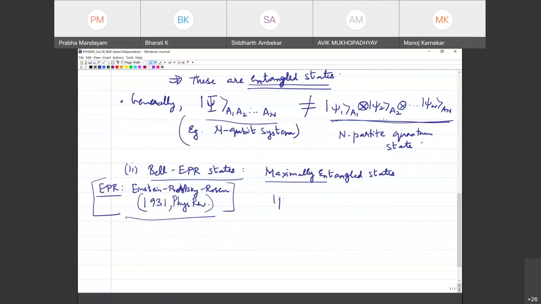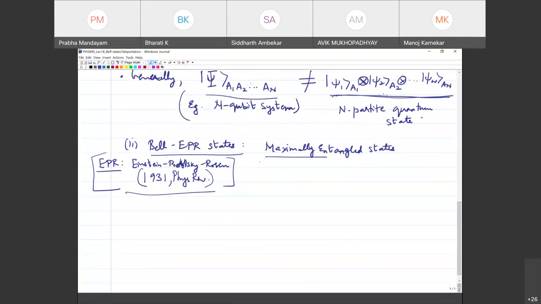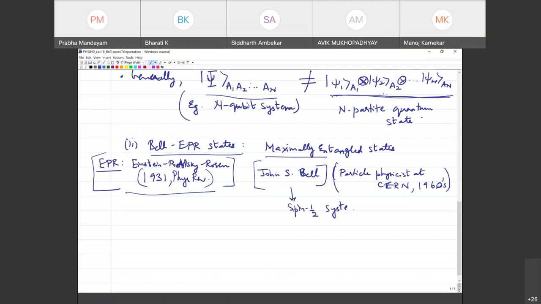So the third point then is to talk about, oh, by the way, the other person on whom these states are named, who is John S. Bell. I should also mention him. John S. Bell was actually a particle physicist at CERN, in the early days of CERN, the big particle collider at Geneva. Again, I think 1960s, I forget the exact year. So why do we also attribute his name to these states? Because he was the one who truly studied these entangled states for spin half systems, or rather spin systems in general. Because remember, these two level systems that we're talking about are actually spin systems, right?